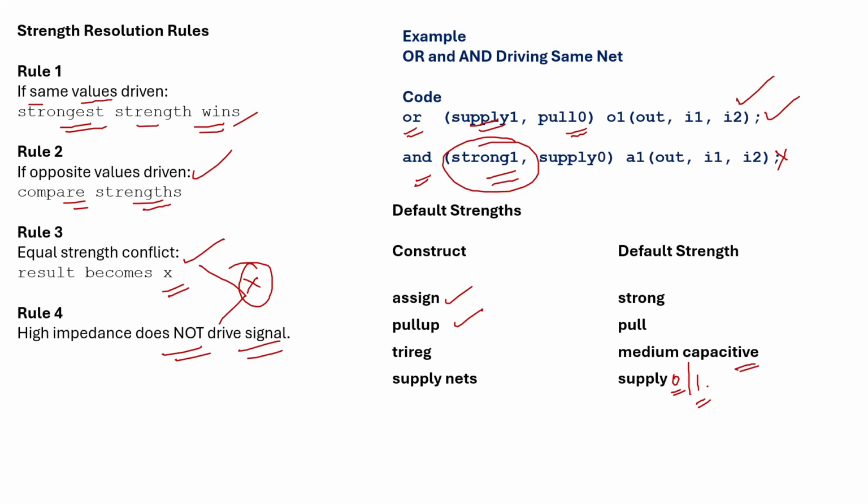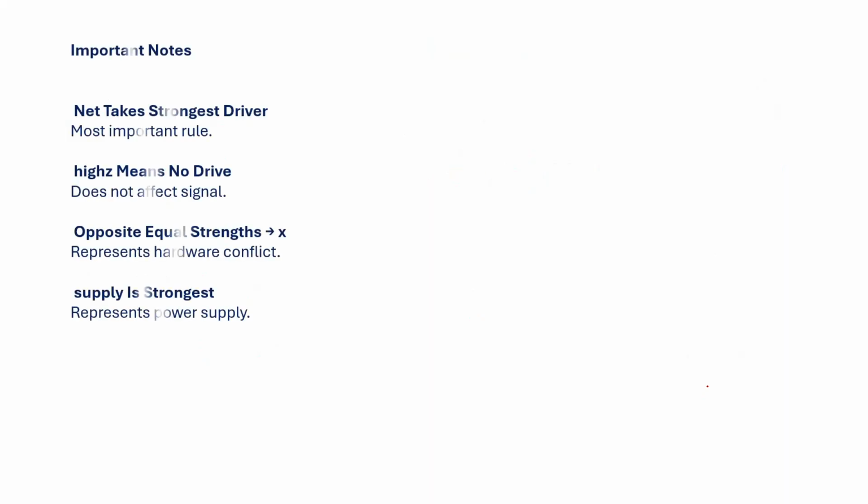What is the wire default value? If you are not driving anything on a net or wire, you get the high impedance value. What is the reg default value? Unknown value. Remember that: Z for wire, unknown for register.